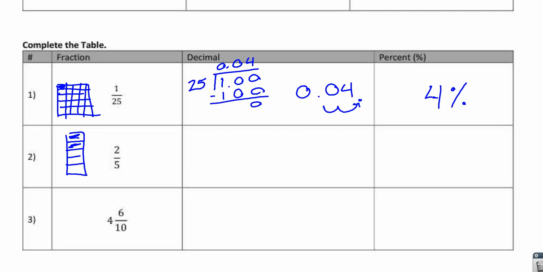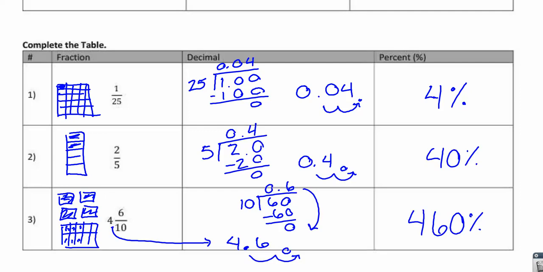Now, ones like number 3 where you have to draw 4 whole pieces, totally colored, and then draw another piece, cut it into 10, and then only shade in 6. So 4 wholes and 6/10. So I want you to pause here, do the decimal and the percent for number 2, and the decimal and percent for number 3.